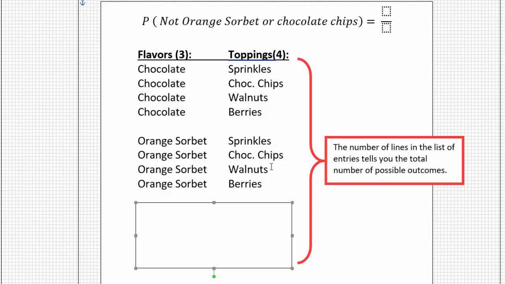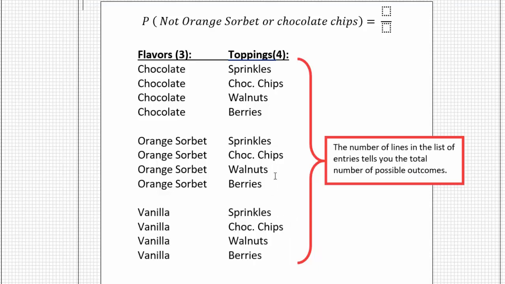Have we gotten the entire sample space yet? If you said no, I'd agree with you. We still have to talk about vanilla, right? So we have to list those out. A complete list would look like this: each of the 3 flavors with each of the different toppings.